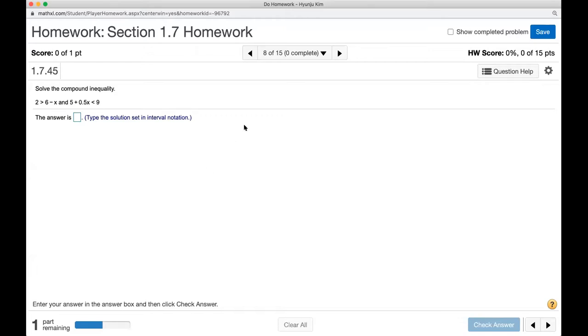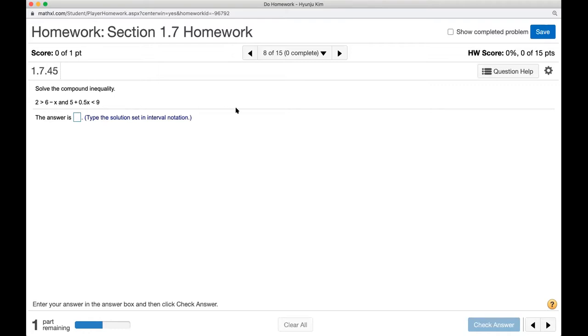We'll see a couple of compound inequality problems, because to solve a compound inequality you need to understand the interval notation and you need to know how to solve linear inequalities too. So pretty much you have to know everything to solve compound inequalities in 1.7. Here, problem number 8: solve the compound inequality. 2 is greater than 6 minus x, and 5 plus 0.5x is less than 9. Let's find the solution set.